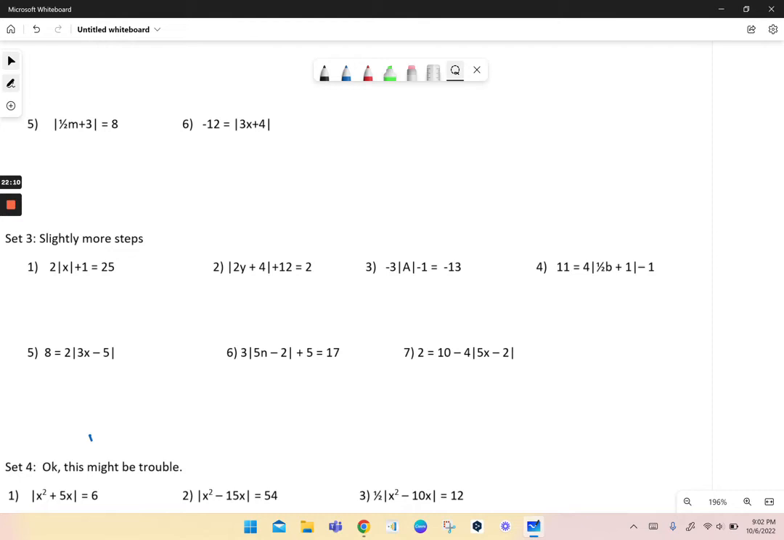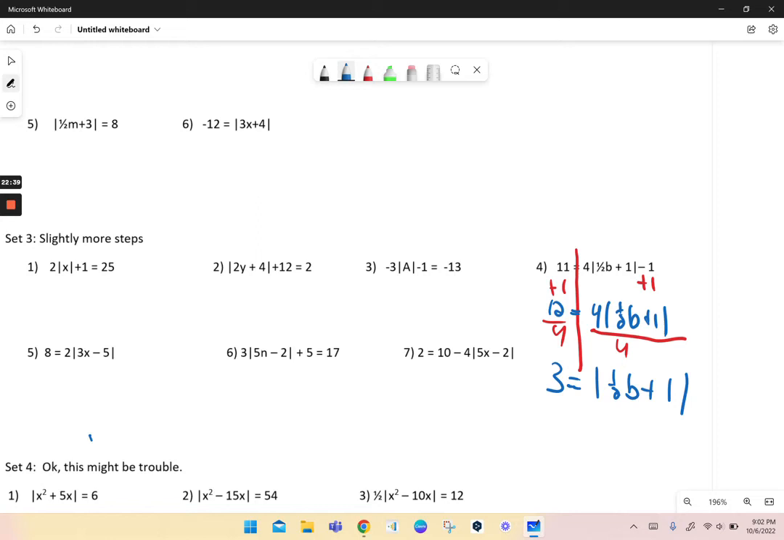All right, try this next one on your own, see how you do. And hopefully we see we want to get the absolute value by itself. And so we have to add 1 first. And we get 12 equals 4, absolute value of 1/2 b plus 1. We need to divide by 4, because it's multiplying by 4, so we divide by 4. And we get 3 equals absolute value of 1/2 b plus 1.